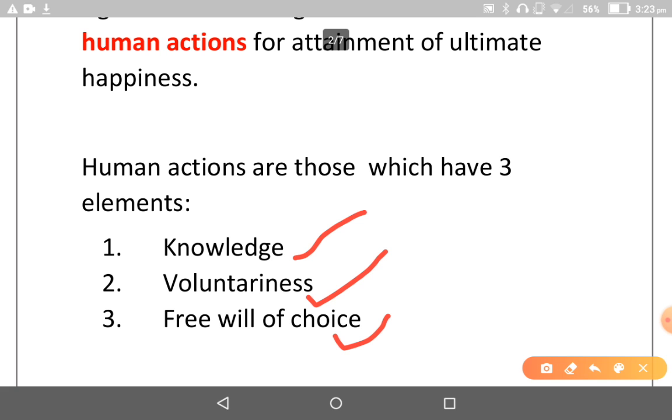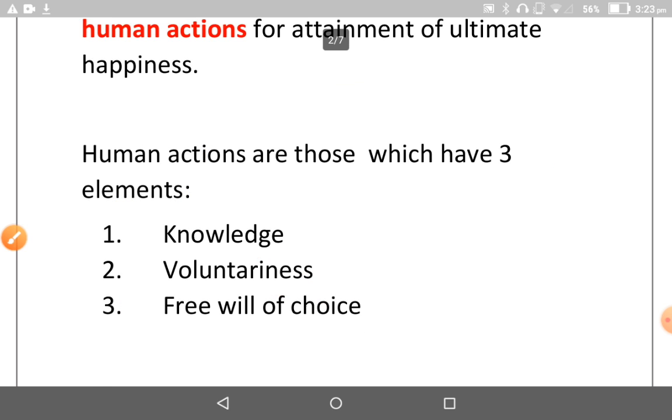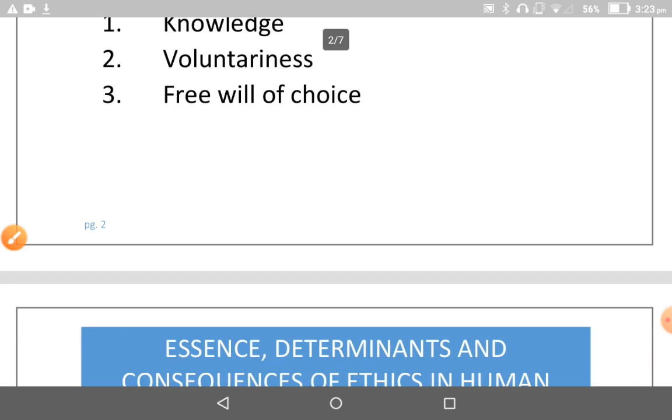I'm repeating again: there is a difference between human action and actions of human. In order to call an action a human action, it should fulfill the three basic elements: knowledge, voluntariness, and free will. Now you can understand this from an example.